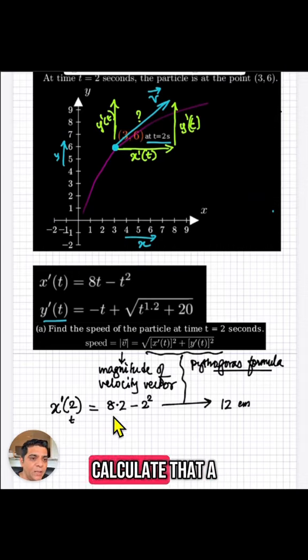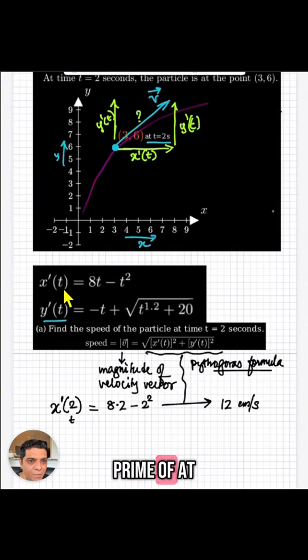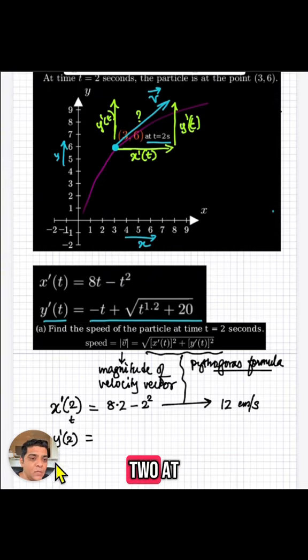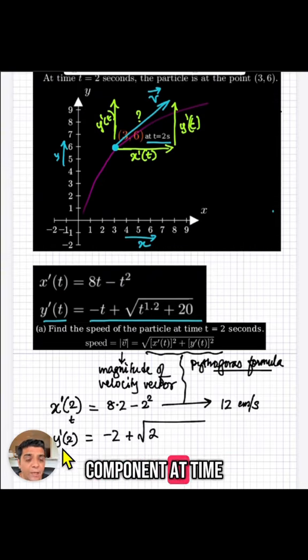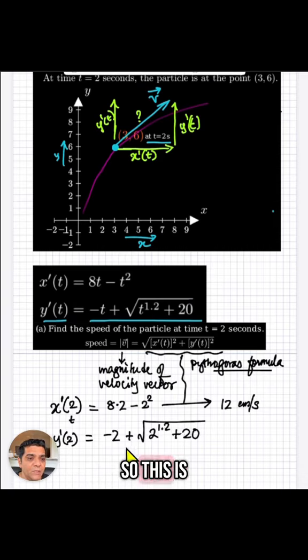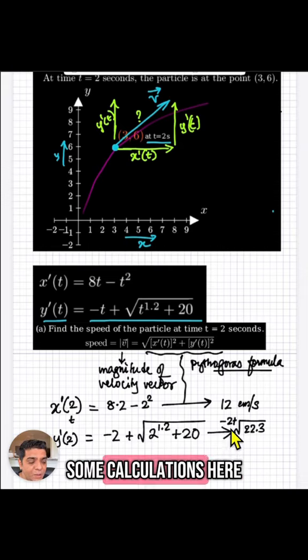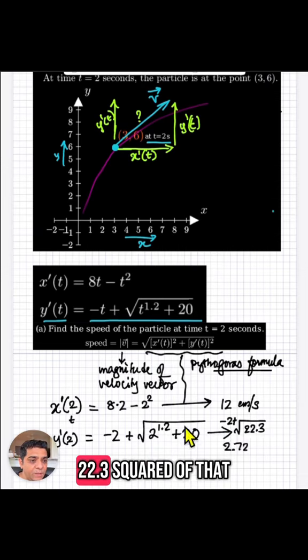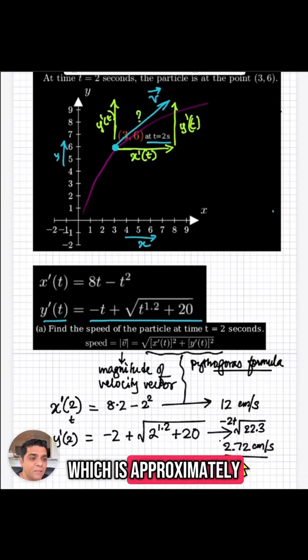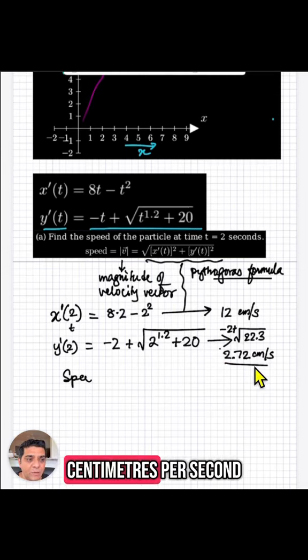So first let's calculate at time t equals 2. The x prime at 2 is 8 times 2 minus 2 squared, so it's 12 centimeters per second. That's the x component at time 2. And the y component at time 2 is given by substituting 2 in this y prime of t. So this is going to be negative 2 plus 2 to the power 1.2 plus 20. You can use your calculator to calculate that. I just showed you some calculations here. Negative 2 plus 22.3, square root of that, is approximately 2.72 centimeters per second.